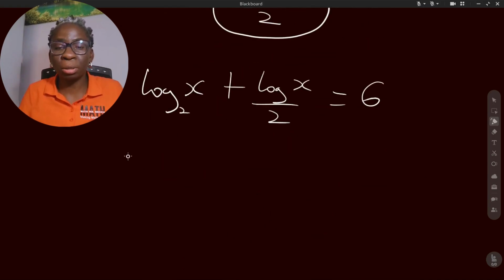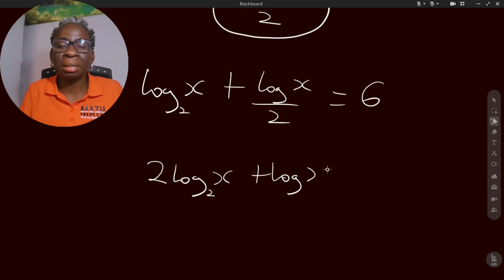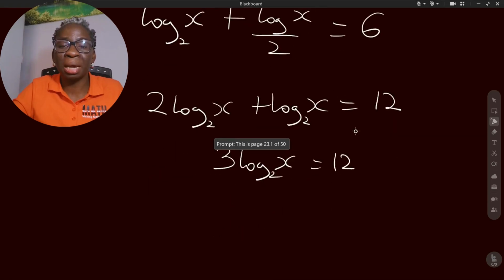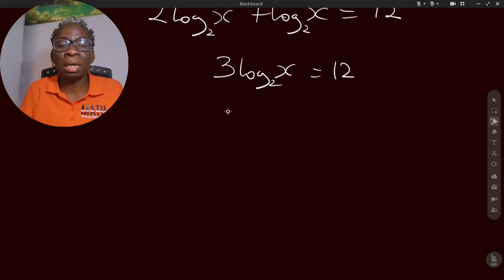Now let's multiply through by 2 so that here now we will have 2 log x base 2 plus log x equals 12. Now this is also in base 2. So now we can add 2 log x base 2 plus log x base 2 will give 3 log x base 2 equals 12. Now let's divide both sides by 3 so that here now we have log x base 2 to be equal to 4.